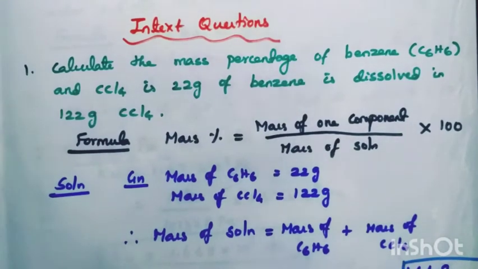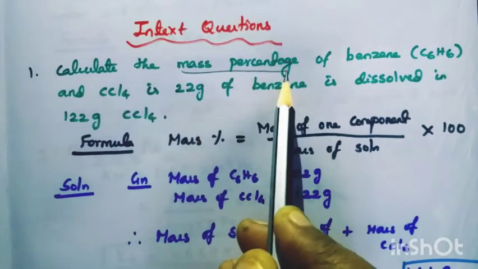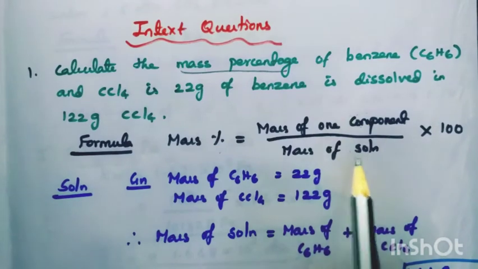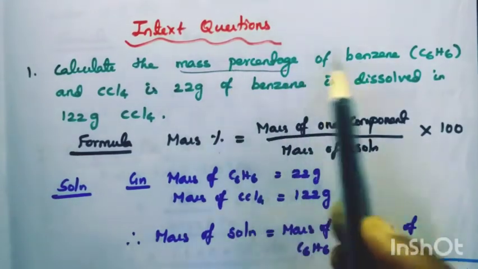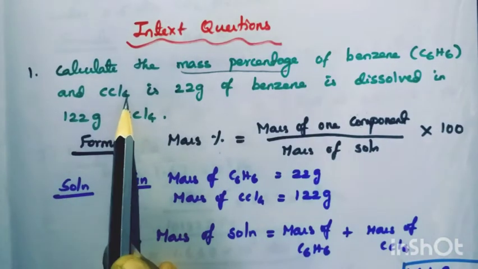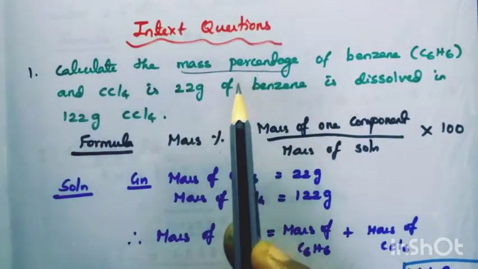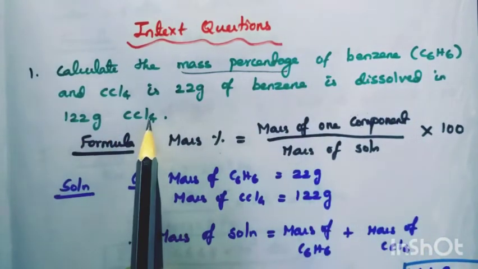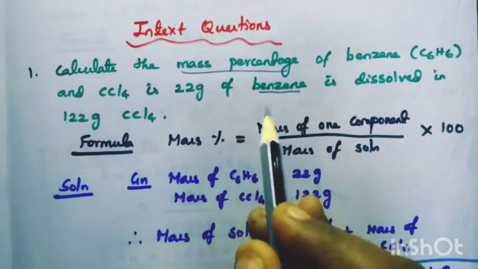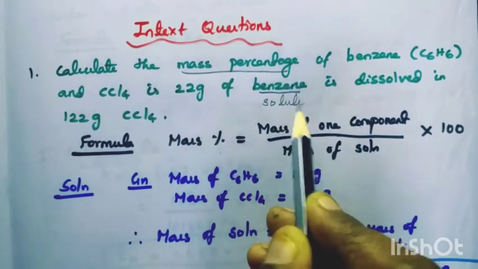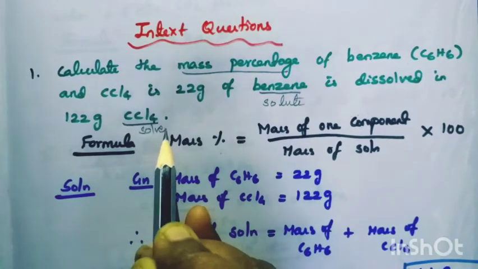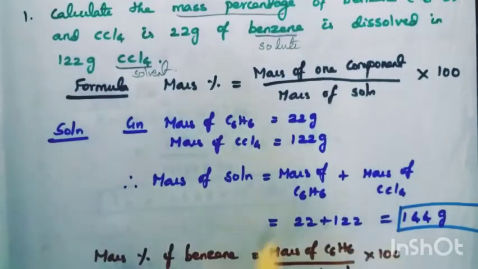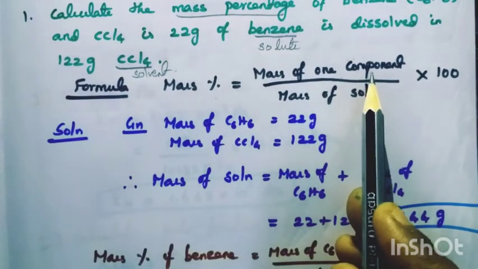First question. Calculate the mass percentage. Mass percentage means the mass of one component, that means glucose, sugar, like that, by the solution. Calculate the mass percentage of benzene and CCl4 when 22 gram of benzene is dissolved in 122 gram of CCl4. This is the solute and this is the solvent. You have to calculate the mass percentage for these two, whether it may be solute or solvent.